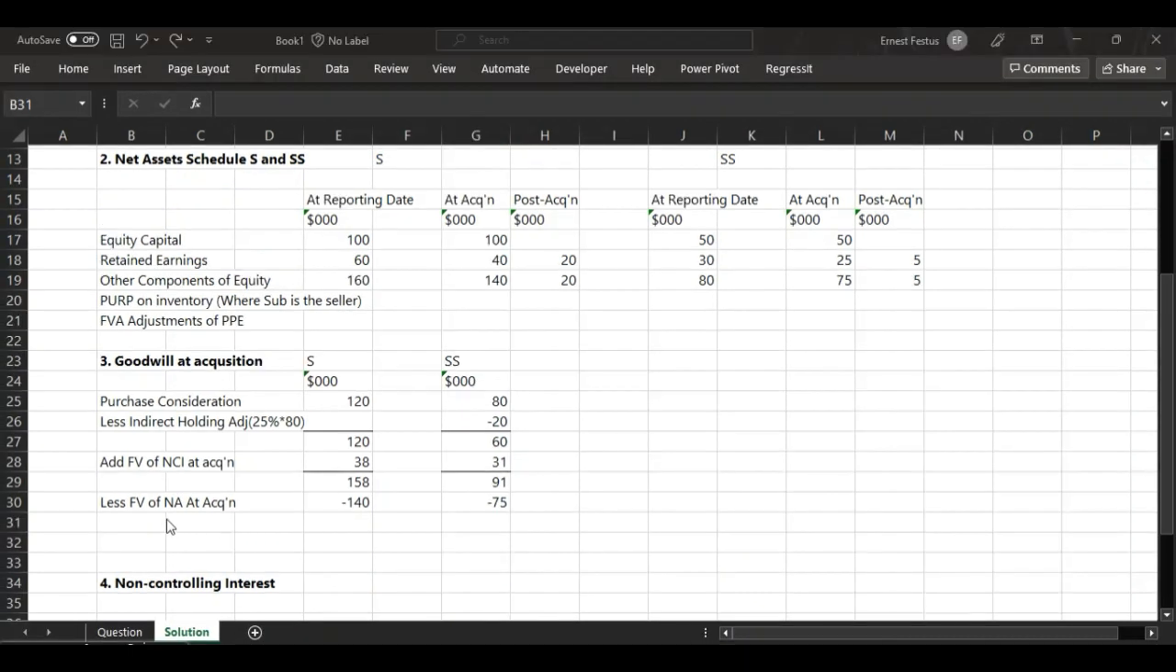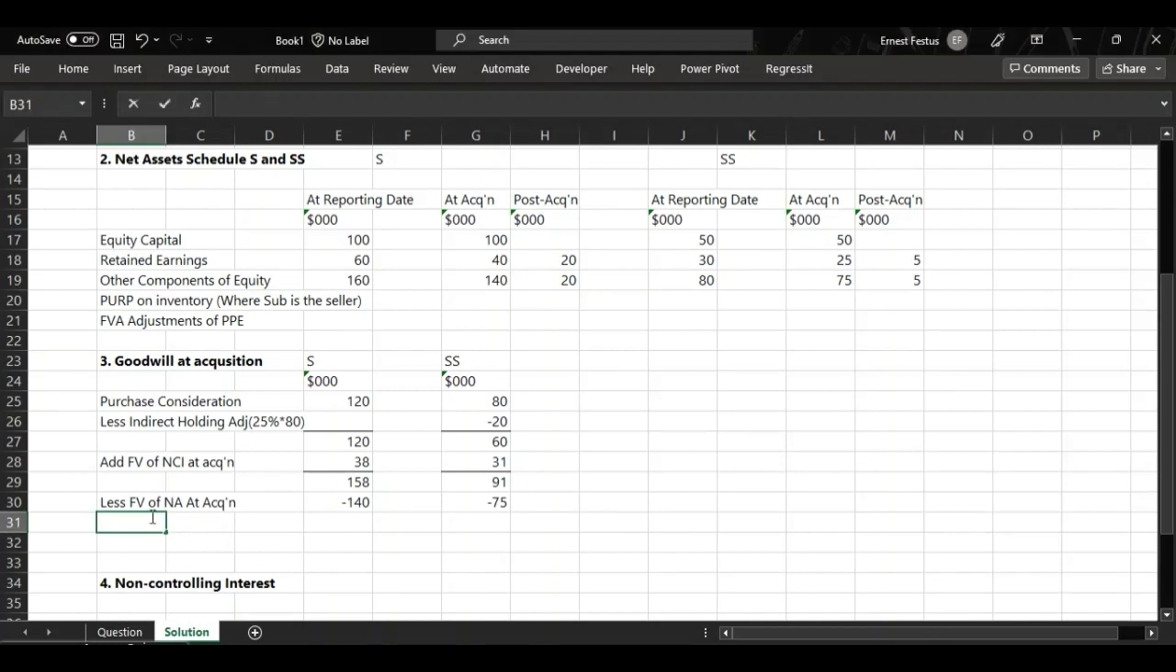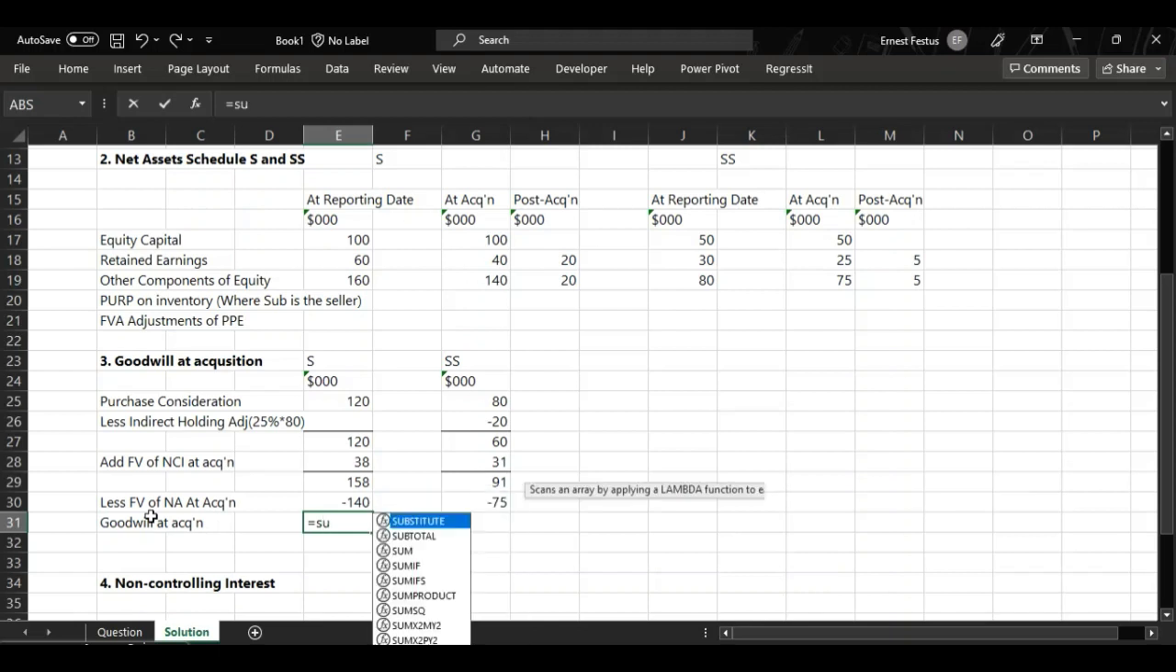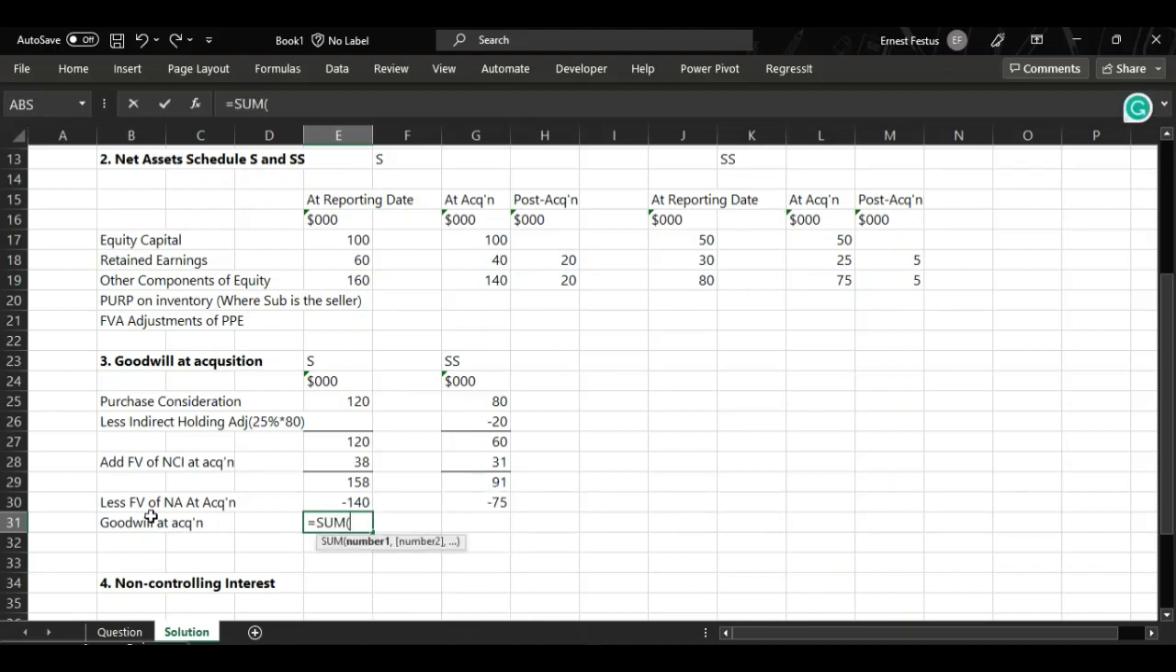What is left? So we can calculate our goodwill at acquisition, and that is equal to the sum of the above. So we have 18, and then I'll also copy down here. You have 16.